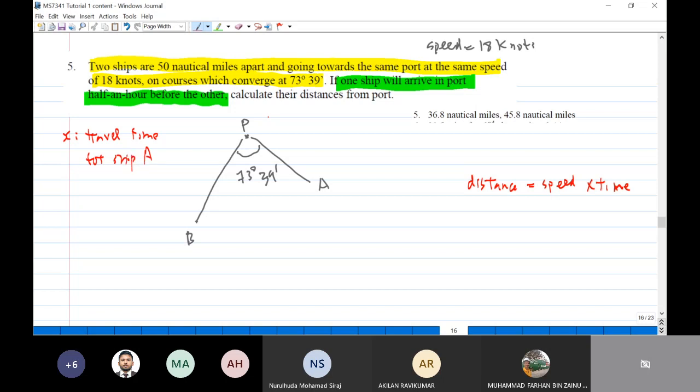You say that ship A arrives half an hour earlier than ship B. To make the calculation easier, I don't want to use the minus sign. Distance is speed times time, so this is 18x. x is the time it travels, and the speed is 18. So 18x is the distance between the port and ship A. This is the earlier ship, the first ship.